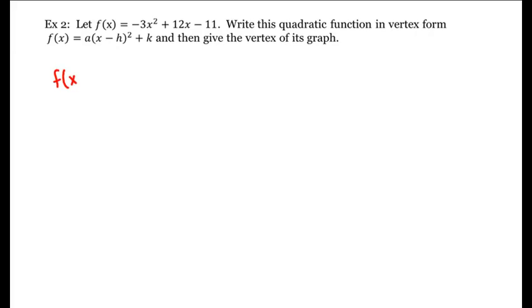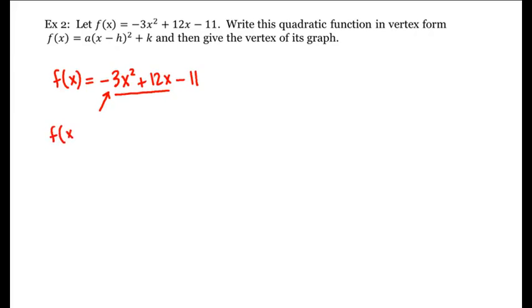So we have f of x is equal to negative 3x squared plus 12x minus 11. But now we notice that the coefficient of the square term is not equal to 1. And when completing the square, what we need to do in this case is factor that number out of both of these two x terms here.